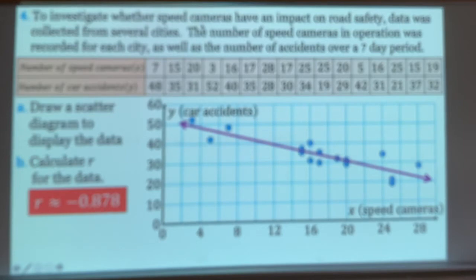7, 15, 23, 16, 17, 28, 17, 25, 20, 5, 16, 25, 15, 19. Yeah, I have a problem with this calculator. Actually, my answer up there might be wrong. 52 is with 3, 20, 31, 15. Yeah, I think my regression coefficient there is wrong. Uh-oh, I don't like giving bad data to people. All right, so looking at this data, the easiest way to do this is with a plot.